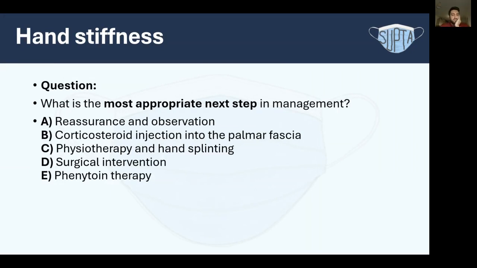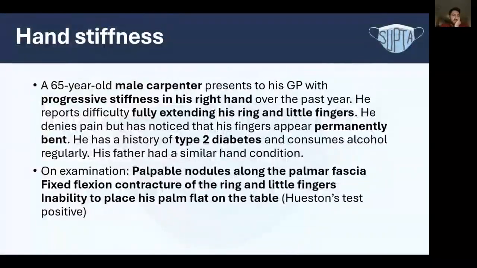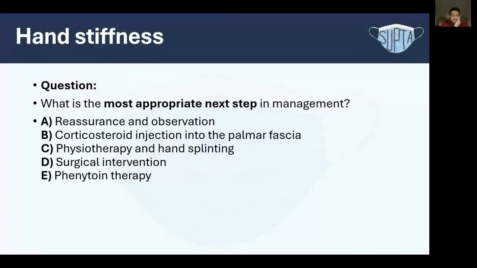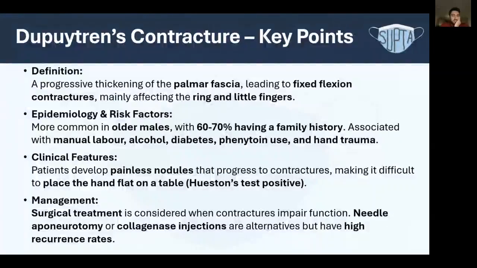So I'm just going to go back to the question. We have here a 65-year-old male carpenter, progressive stiffness in the right hand, cannot fully extend the ring and little finger. So the correct answer is surgical intervention, and we will go through why that's the case. This condition is Dupuytren contracture, where you get progressive thickening of the palmar fascia. It has nothing to do with the tendons. This progressive thickening leads to fixed flexion deformity, mainly along the ring and little fingers.